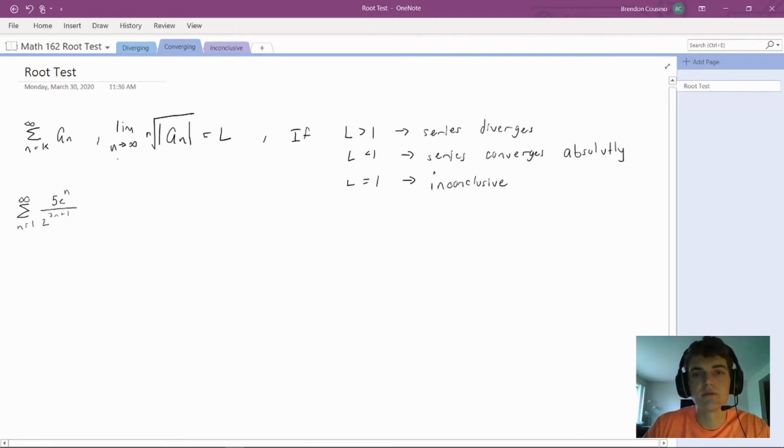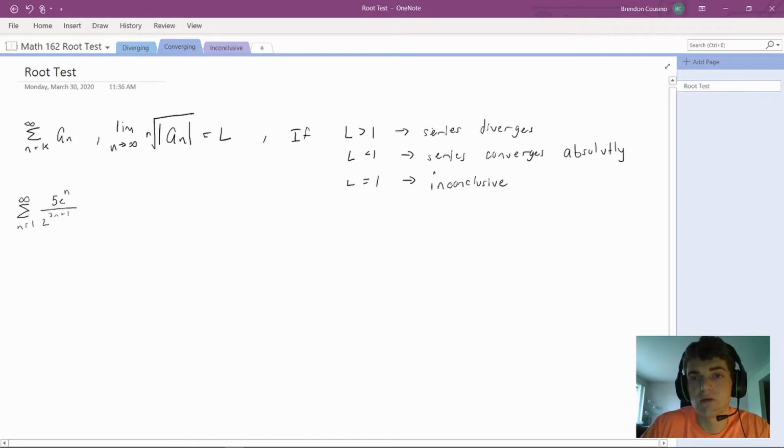So let's recap what the root test is. We're going to start with a series from n equals k to infinity, where k is a constant, of the function a of n. For the root test, we take the limit as n approaches infinity of the nth root of the absolute value of a of n. And if we can get that to equal some value L, we can use these three criteria to tell us the convergence of the series.